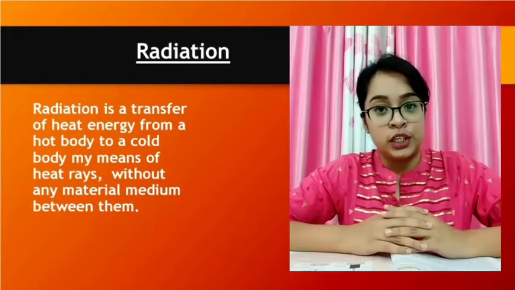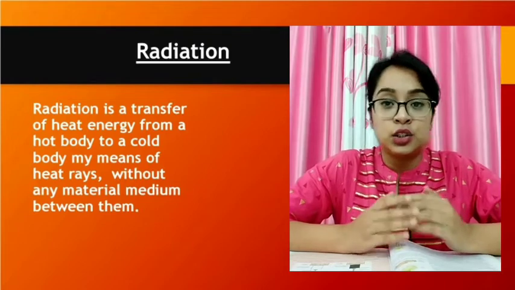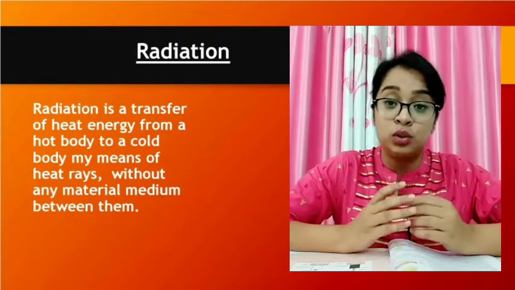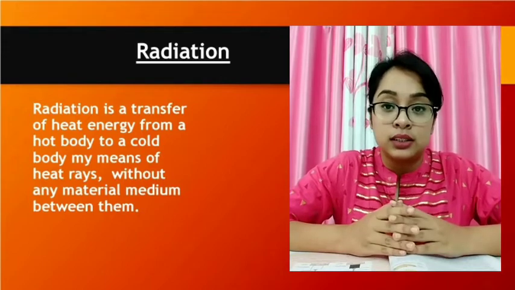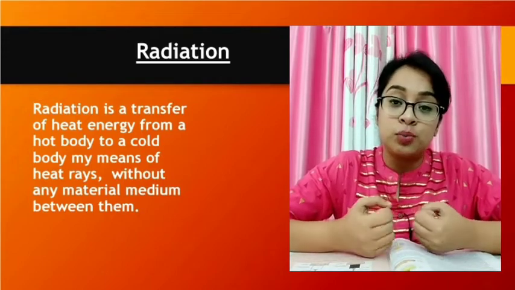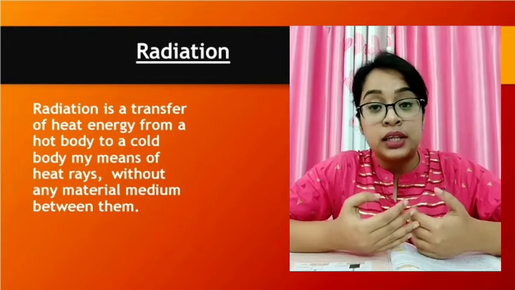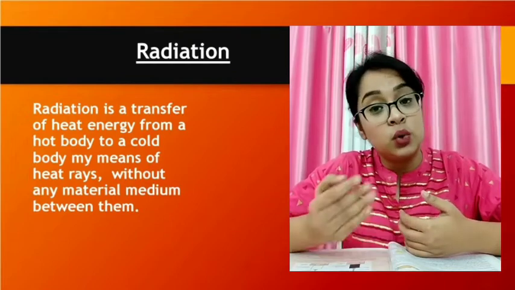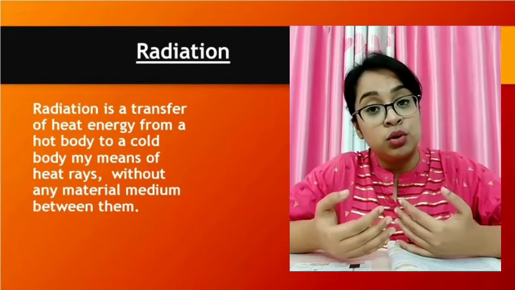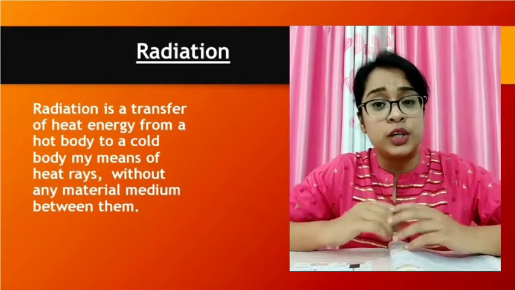The last type is radiation. So what happens in radiation? Heat is transferred from a hot object to a cold object with the help of some heat rays. See, when an object is hot, it emits some rays, and those rays are invisible, and when those rays come in contact with a cooler object, they make that cooler object hot. There are so many examples of radiation.